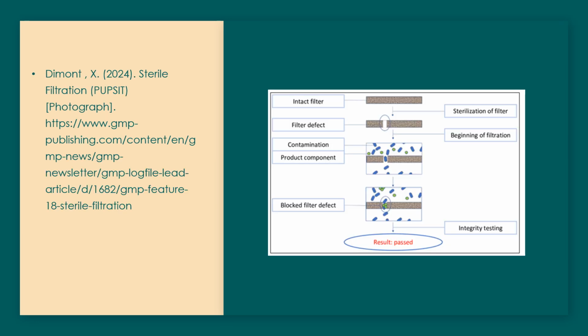Sterile filtration. This is the process that gets rid of microorganisms from liquids. They do this by using specialized filters that have very small pores. These filters usually range from 0.1 to 0.5 microns. This is usually used in pharmaceuticals.